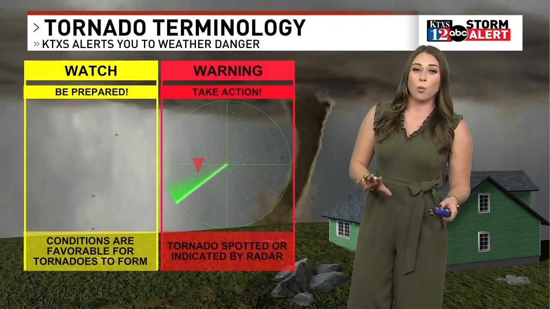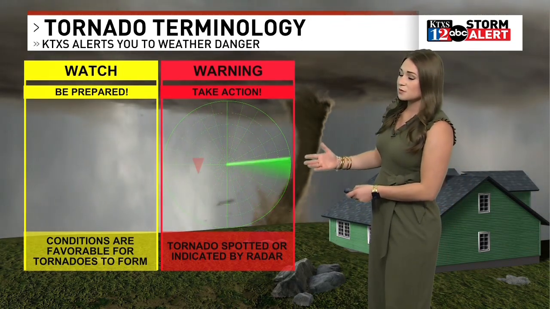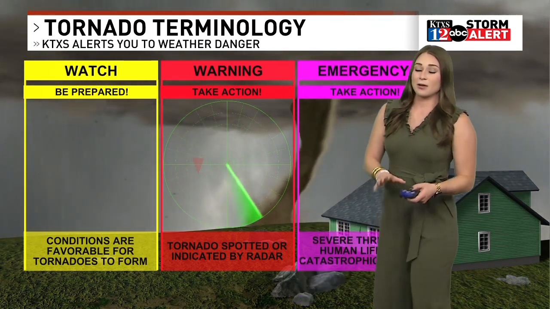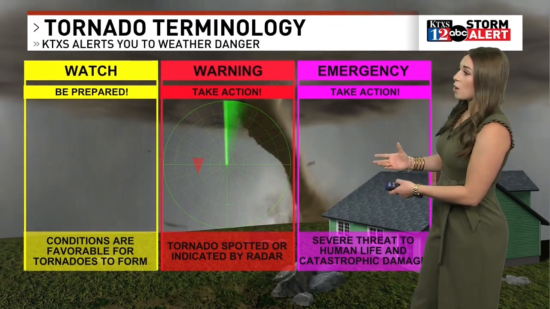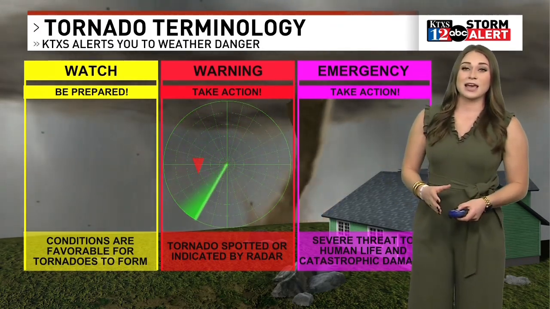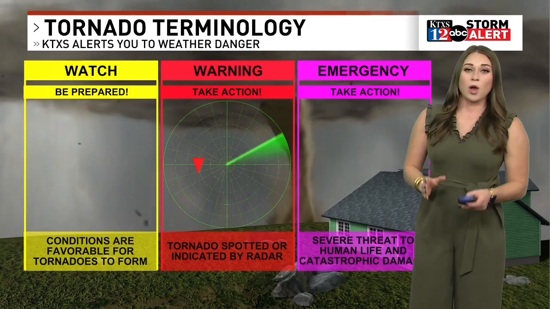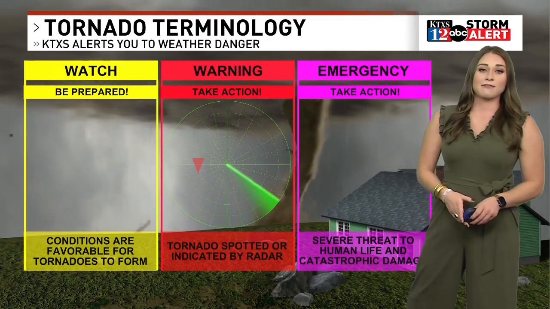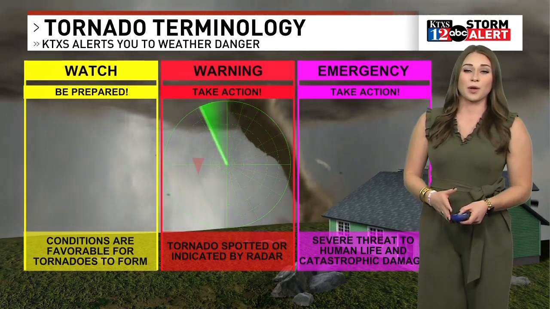This is when you need to take action and get into your space away from windows because a tornado has been spotted by a person or indicated by a radar. Now next is the last one, tornado emergency. This is when you really want to take action. Make sure you're somewhere safe away from those windows in a small space because of severe threat to human life and catastrophic damages could occur with tornadoes.